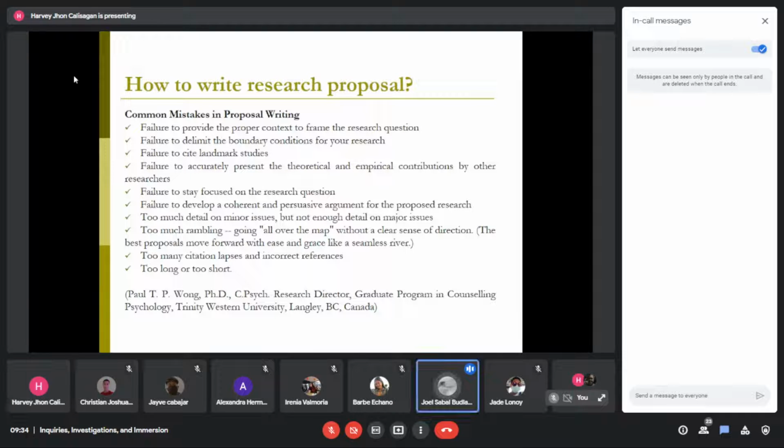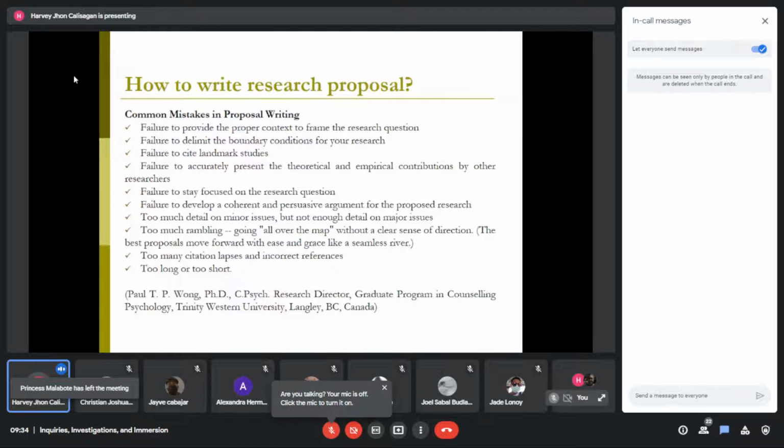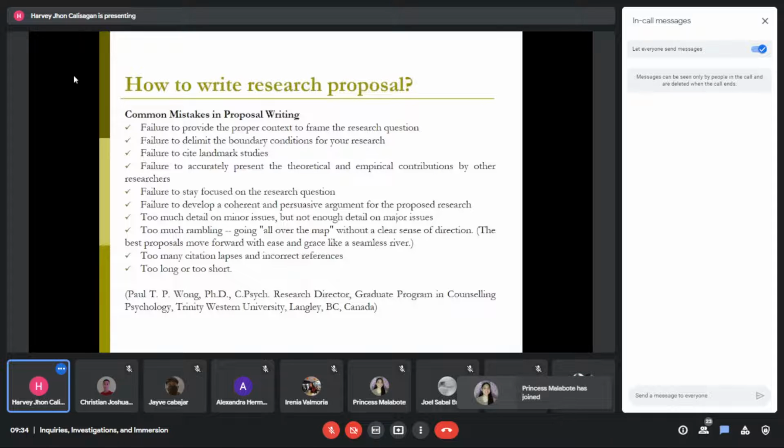To persuade the future readers of your study, sir, that your research is effective. Okay, effective research, persuading other people to make them read that your proposed research is effective. How about you, Amethyst? How about your opinion, Amethyst? Why do you think we need a coherent and persuasive argument when we propose a research?